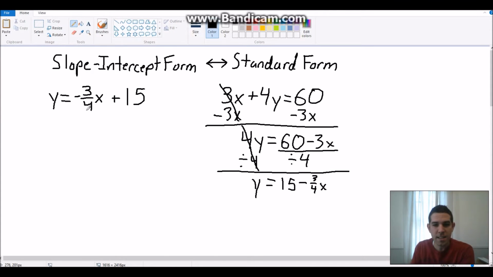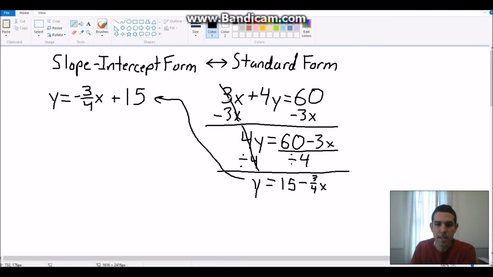Let's look at this. Did it match? The only difference here is that I've reversed the order. Instead of writing 15 minus 3/4 x, I wrote negative 3/4 x plus 15. I wrote it in slope-intercept form. So I did change it. Now let's see if we can go back the other way. Let's start with slope-intercept form.